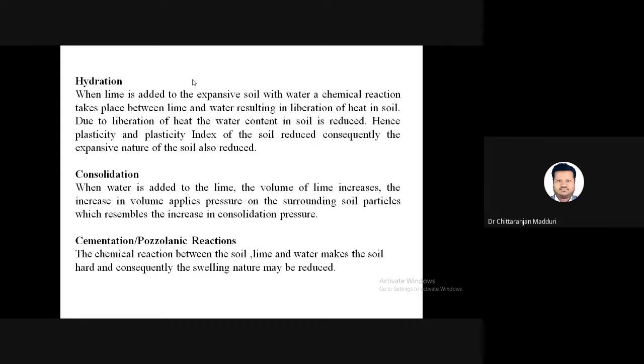When lime is added to the expansive soil, it can cause a chemical reaction between the soil, the lime and water. Because of this chemical reaction, the swelling nature of the soil mass may be reduced. Lime binds the soil particles. Because of the binding of the soil particles, the cohesion of the soil increases. When cohesion increases, its strength also increases.